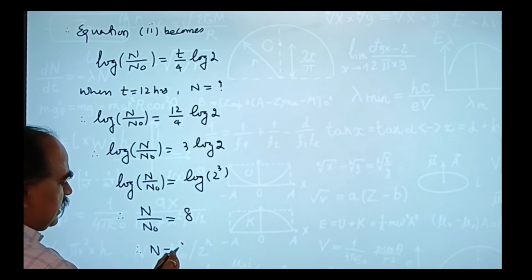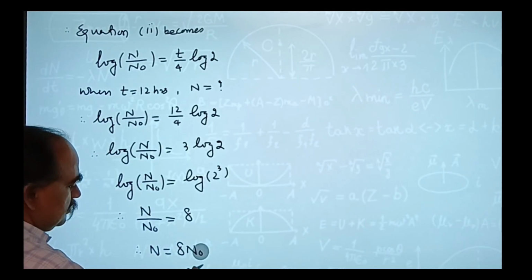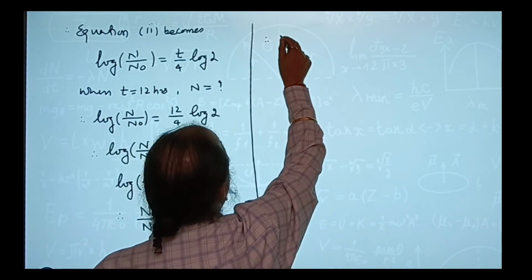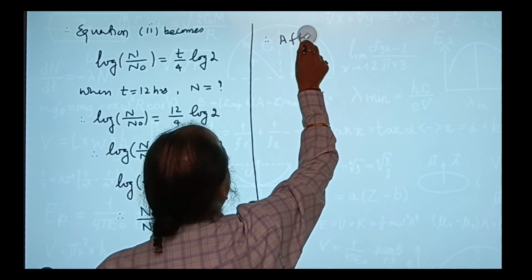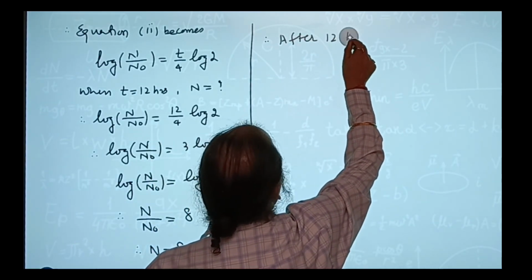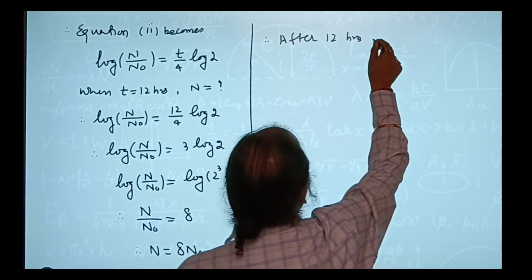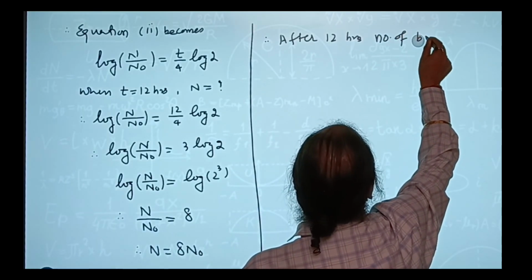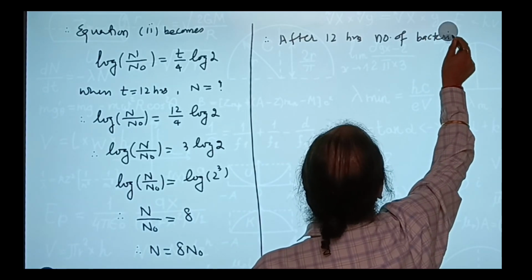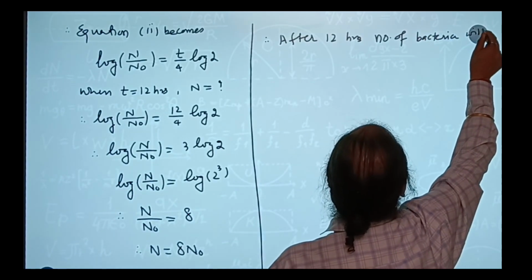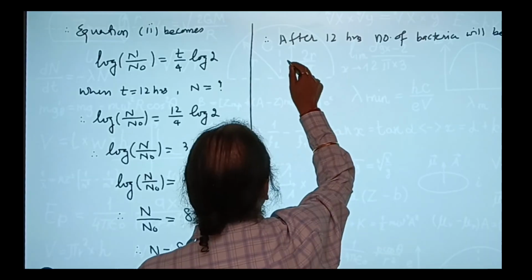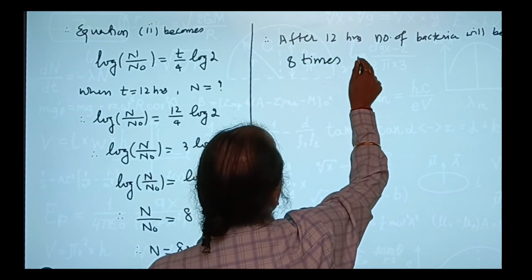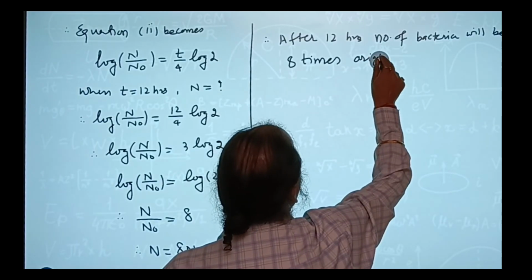So n will be 8 times n0. Therefore, after 12 hours, number of bacteria will be 8 times the original number.